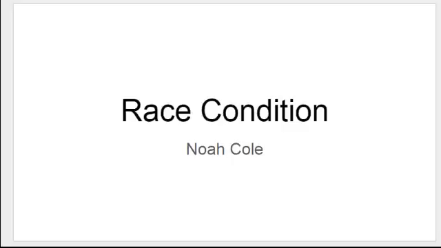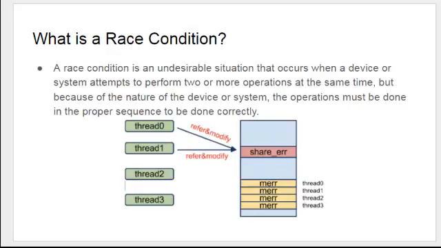This is a presentation about race condition errors. So what is a race condition? A race condition is a situation that occurs when a device or system is trying to perform two or more operations at once, but because of how the device or system works, the operations must be done in the proper sequence to be done correctly.